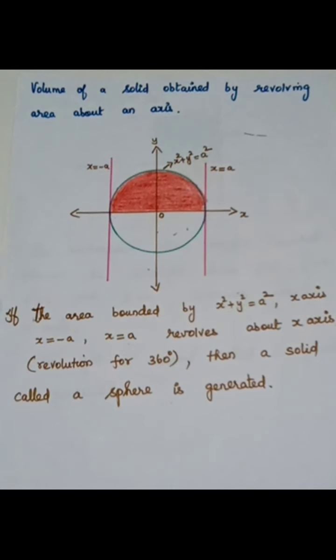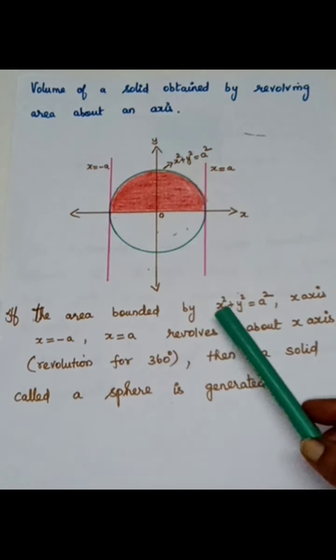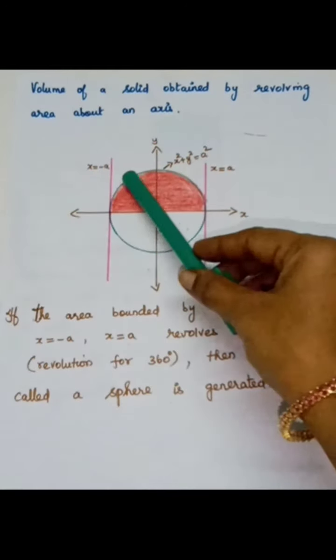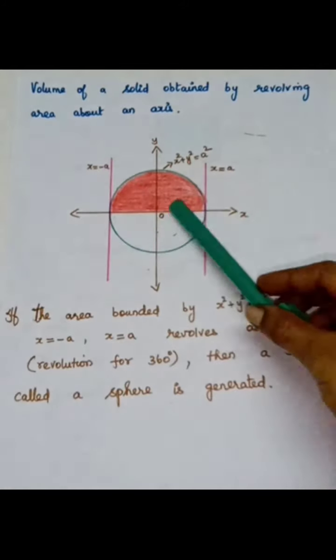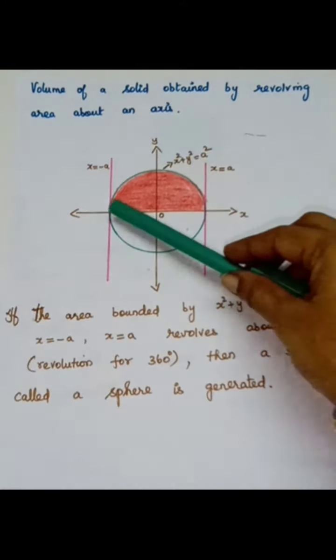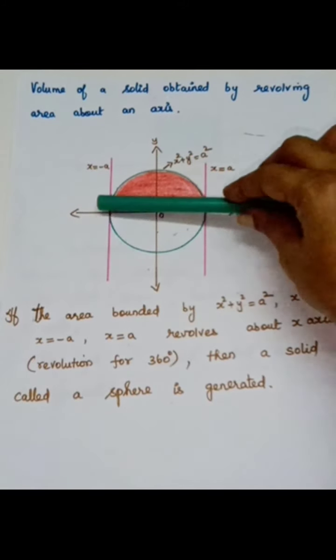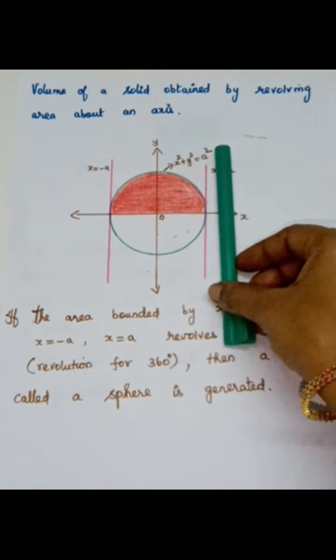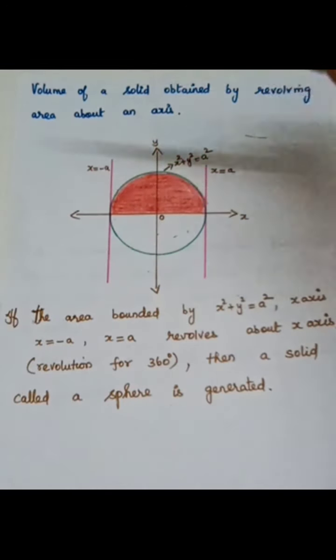You see here, I have considered the circle x squared plus y squared is equal to a squared. In that, I'll consider the semicircular plane region above the x-axis, that is, the area bounded by the circle, the x-axis, x is equal to minus a and x is equal to a. It revolves about the x-axis. That means it revolves through 360 degrees, making one complete rotation.